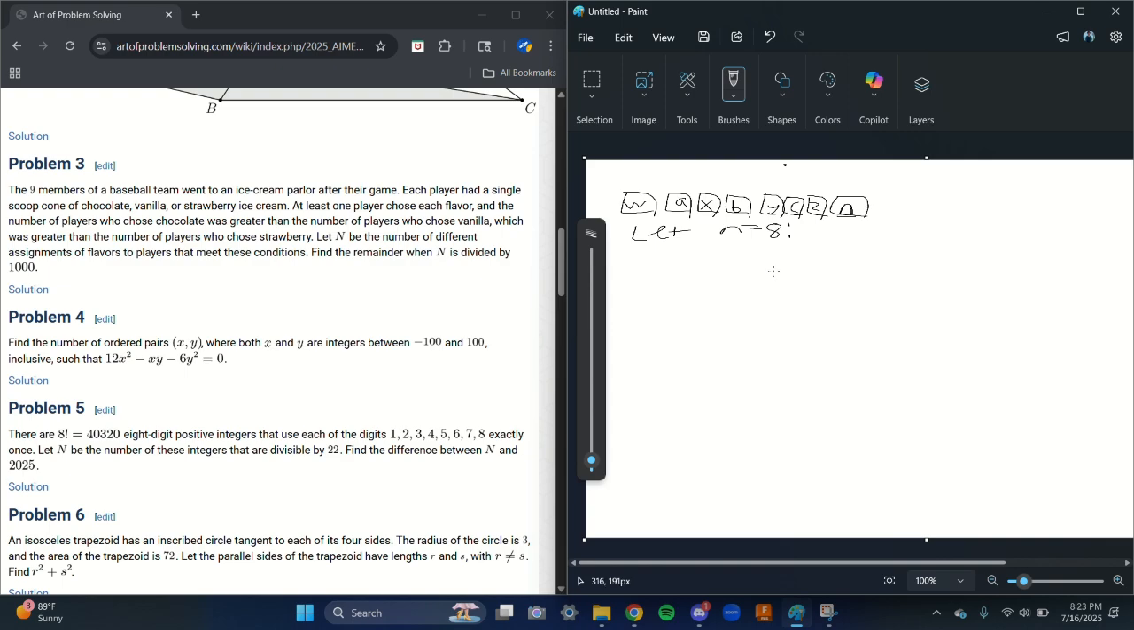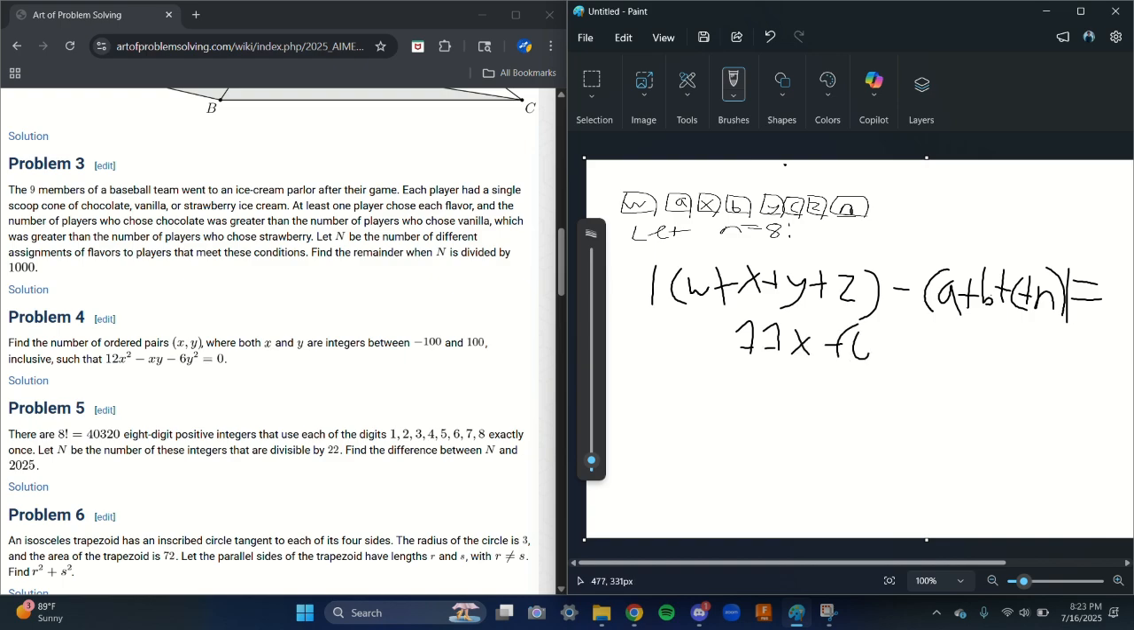Well, then we essentially have the absolute value of w plus x plus y plus z, minus a plus b plus c plus n, because n is also an even number digit, equals 11x, where x is greater than or equal to 0. But x can't be like 3 or 4. It can't be anything too large.